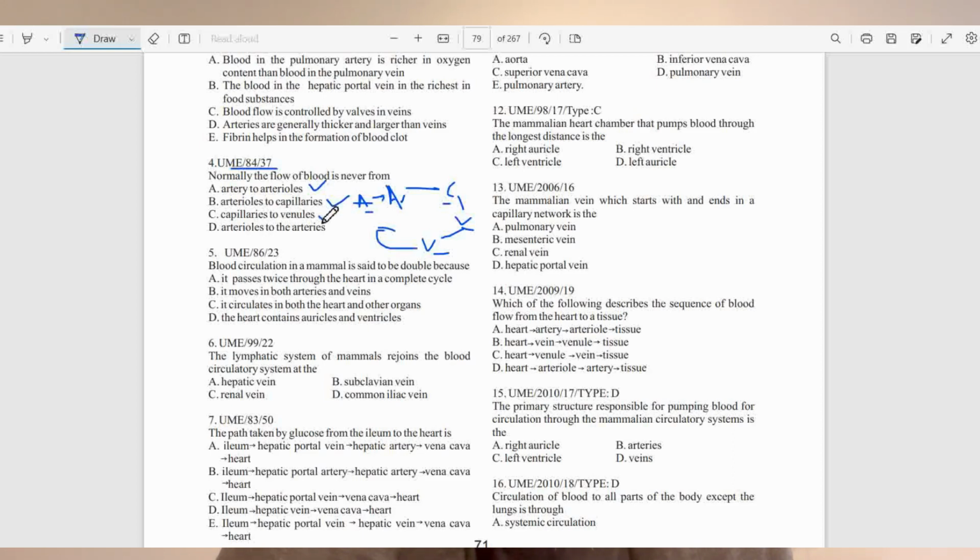Capillaries to venous is very correct. Then you have arterioles to capillaries. That is not possible. So the answer is D.